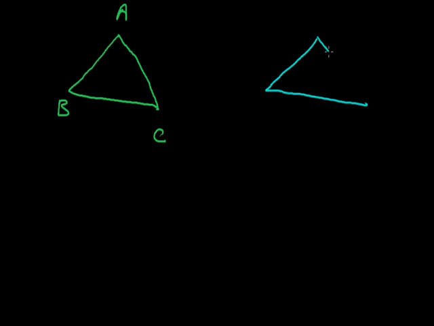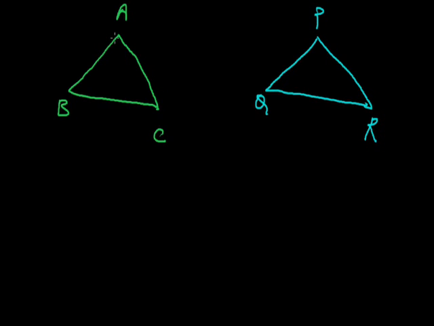Now we come to congruency of triangles. If two triangles, ABC and the other triangle PQR, are congruent, then on placing triangle PQR on triangle ABC, they will completely overlap each other. Now when will they overlap each other?